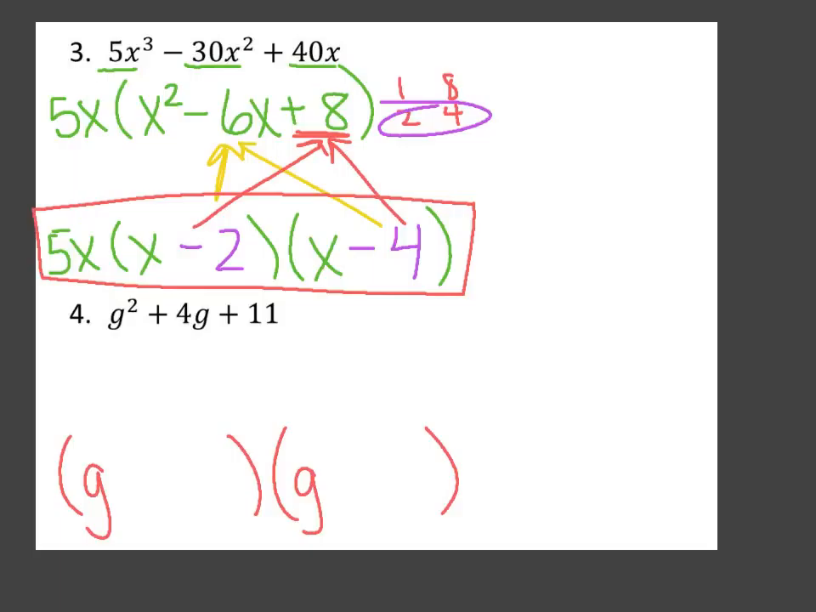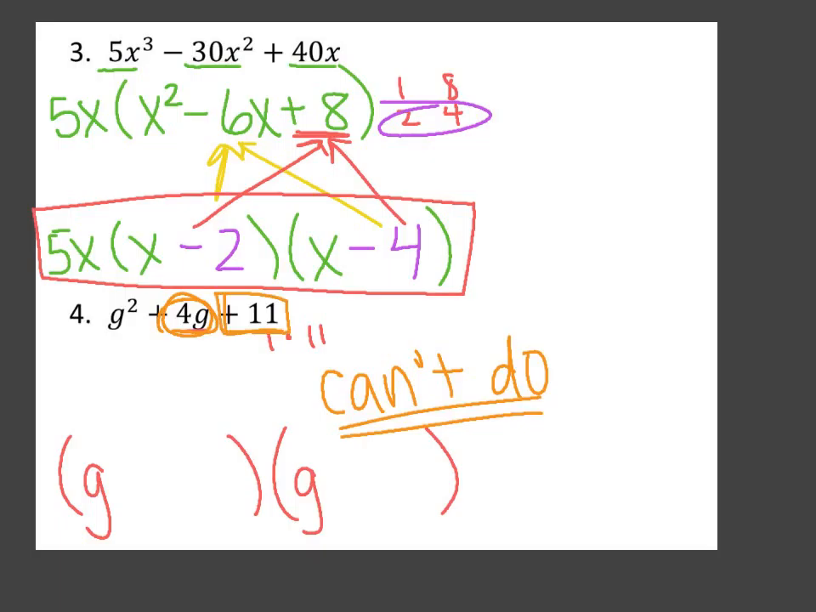11. Well, let's make a list of all the factors of 11. 1 times 11. That's all. Is 1 plus 11 going to make 4? No. Is 1 minus 11 going to make 4? Nope. So this situation I actually can't do. I can't factor this because there is no way that I can add up to 4 and multiply to 11 at the same time. So this problem I cannot do.